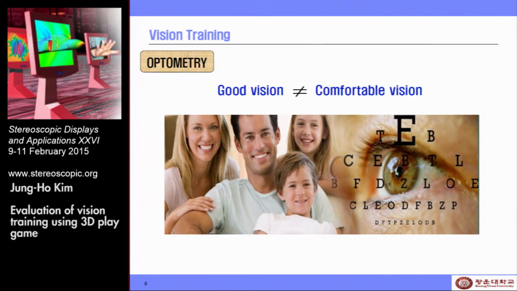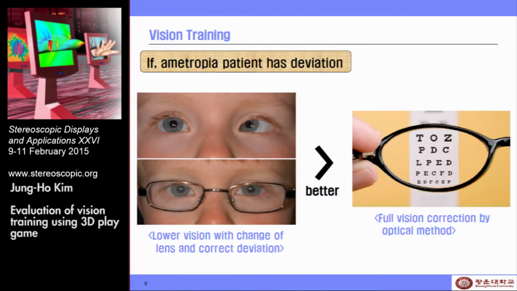In optometry, good vision and comfortable vision are strictly distinguished. If an amblyopia patient has deviation, it can be a treatment to low vision with change of lens and correct deviation, even though the patient has full vision correction by optical methods. As a result, such techniques are widely used in vision training clinics around the world, and their high effectiveness has been noticed in much research.